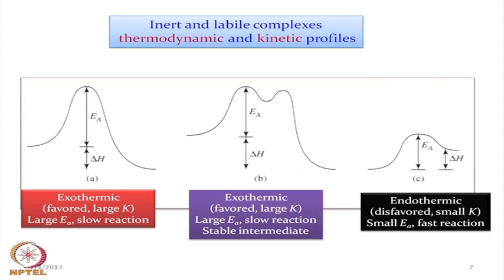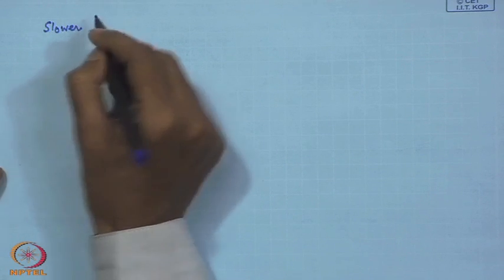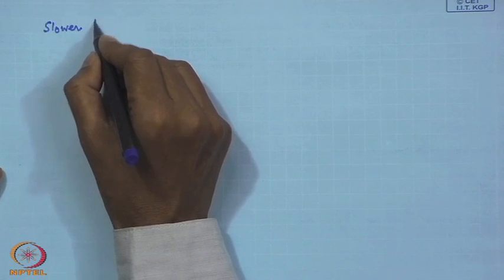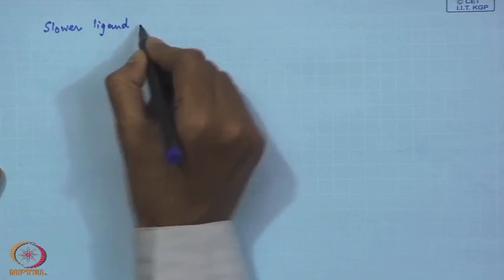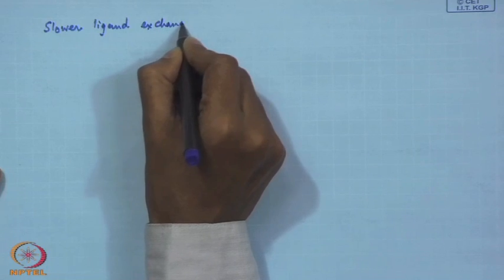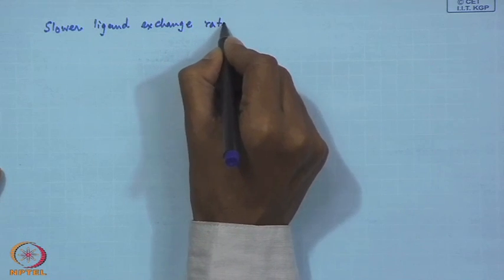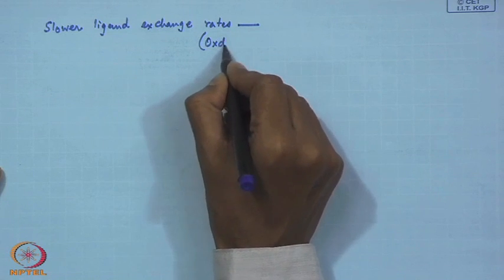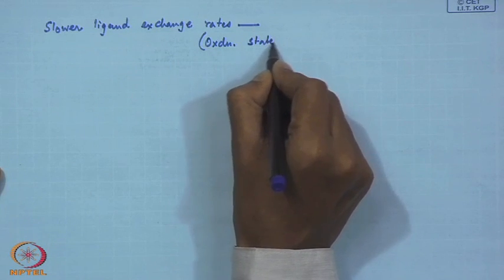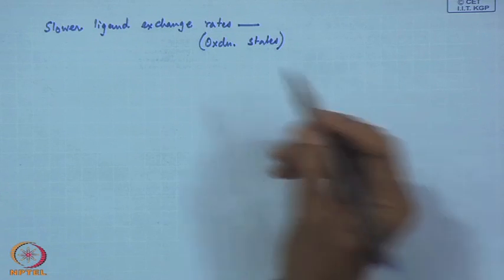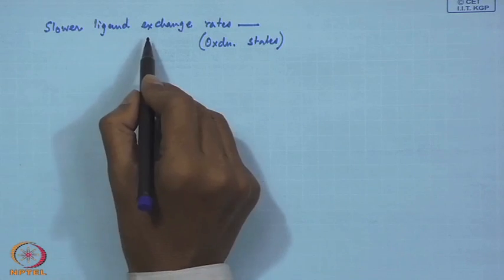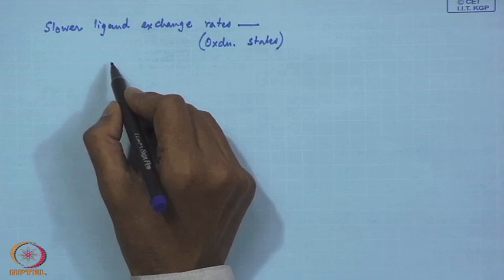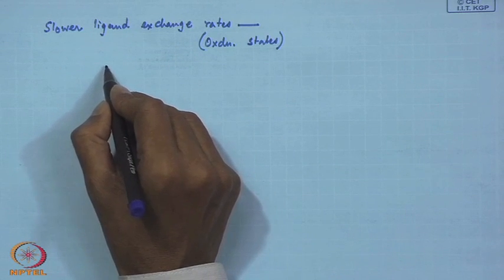So, if we have certain reactions, we can consider some slower ligand exchange rates, which are dependent on the oxidation states. Depending upon the oxidation states, we have a very slow ligand exchange rate compared to the rate of the reaction for the water exchange and other ligands.